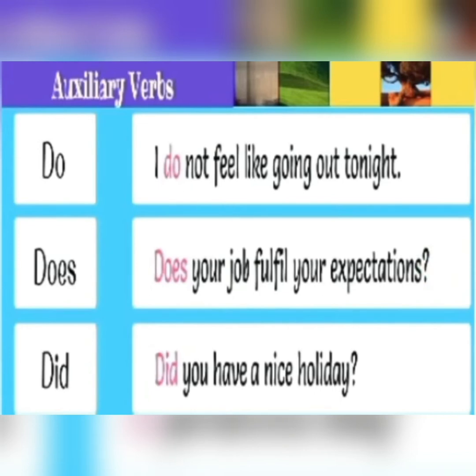Does your job fulfill? This is in the present tense, and it is asking a question where the common auxiliary verb is missing. Then comes did. Did you have a nice holiday? Here again, it is a past tense, the common auxiliary verb is not there, and it is an interrogative sentence. I hope you all have understood the common auxiliary verbs and do, did, and does and their uses. Thank you.